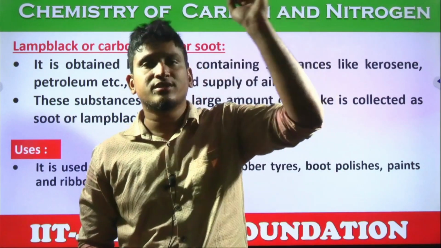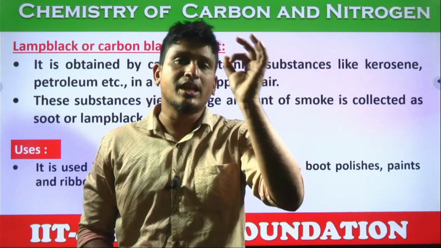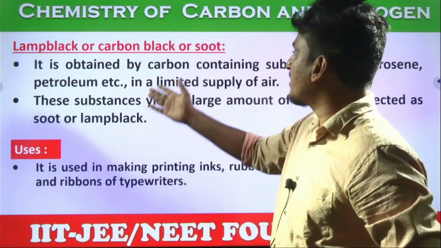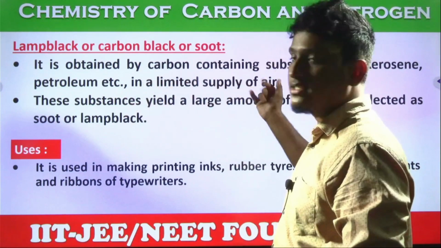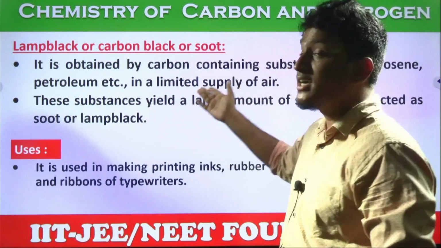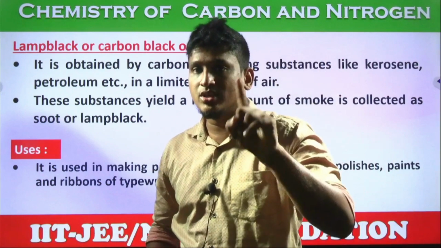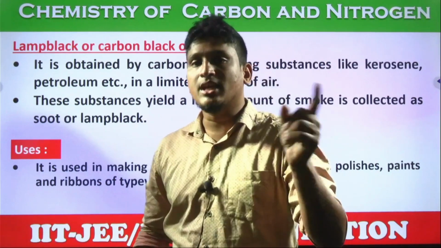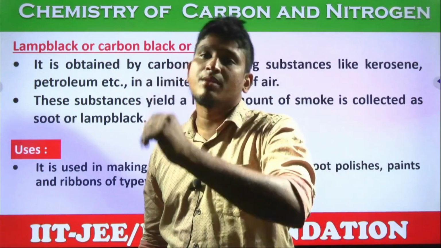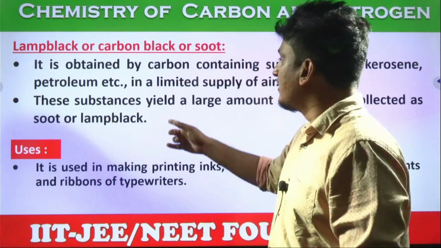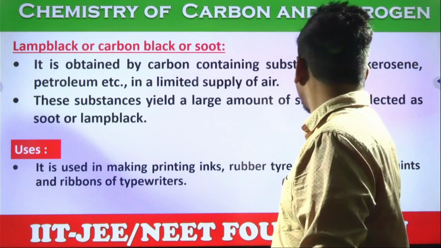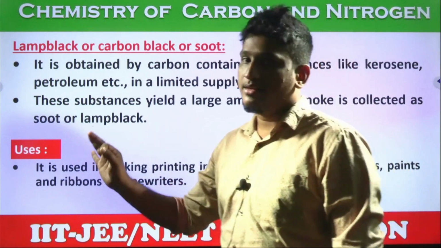But is there any perfect structure? No, it's a completely amorphous form of carbon. So it is obtained from carbon-containing substances like kerosene, petroleum, etc. in a limited supply of air. Limited supply means insufficient combustion takes place. If it were complete combustion, we would have got carbon dioxide only. Because of insufficient combustion, we are getting this black soot. These substances yield a large amount of smoke, which is collected as soot or lamp black.